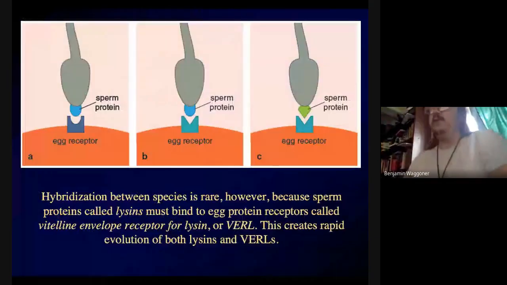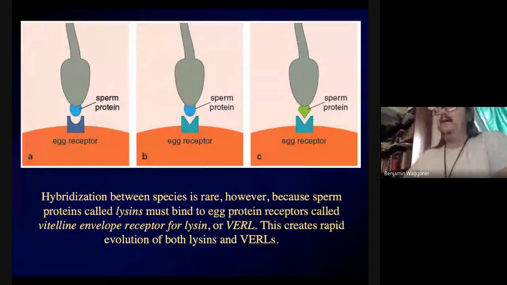But hybridization between species is rare because there are sperm proteins called lysine that have to bind to egg protein receptors called VERLs, vitelline envelope receptors for lysine. Over there, A and C, you've got diagrams of sperm proteins that match the egg receptors. B, you don't, and when you don't, the sperm is not going to be able to penetrate into the egg.